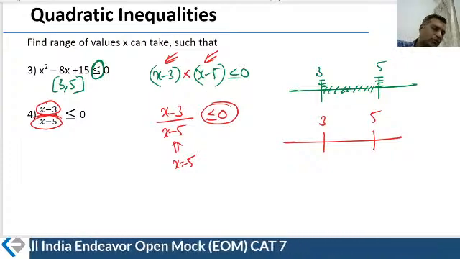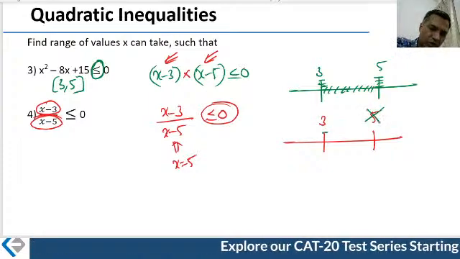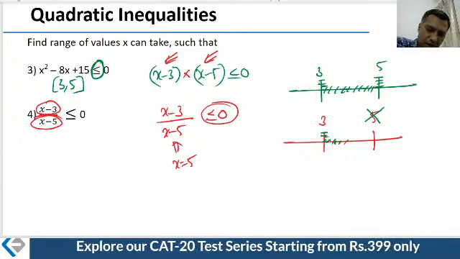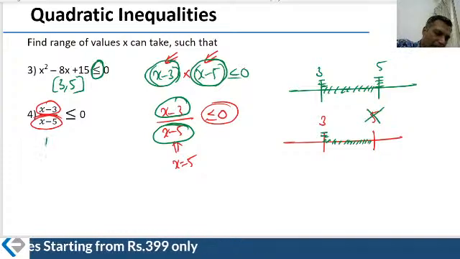Therefore I cannot include this 5. I can include this 3 because x minus 5 is in the denominator. It's precisely the same question, friends; here it is x minus 3 into x minus 5, and here x minus 3 by x minus 5.